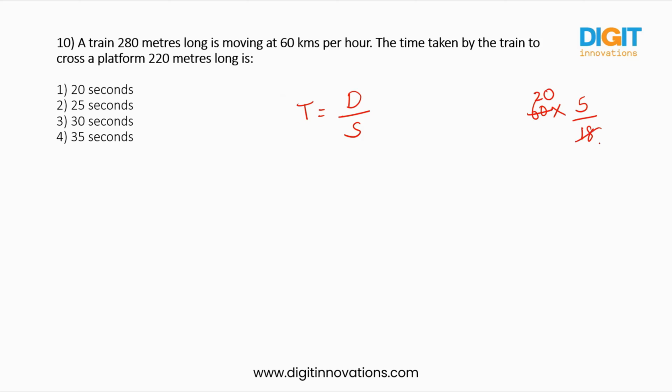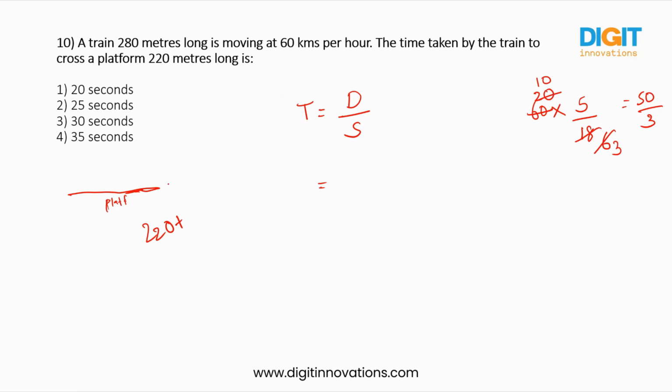So 60 into 5 by 18, 6 threes are 18, so it is 50 by 3. It is in meters per second. So the distance, if it has to cross the platform, the length is 220, and let us think this is the length of the platform, and here is the train. So the length of the train is 280.